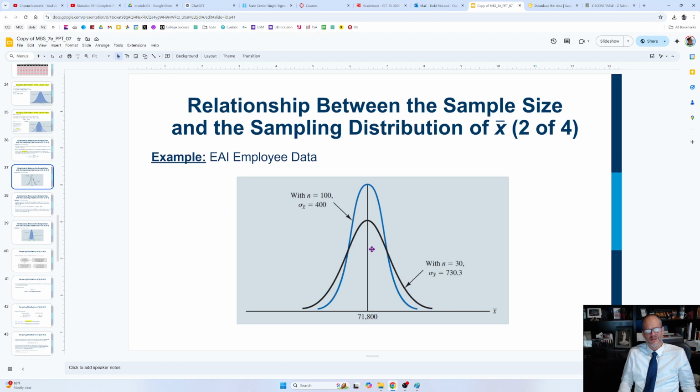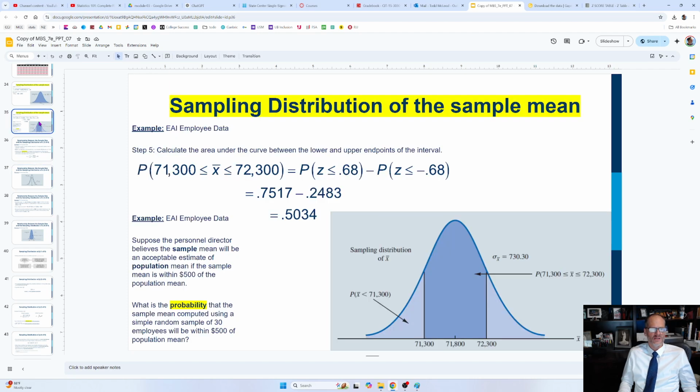This is the sampling distribution. As the sample size goes up from 30 to 100, your standard error, or the standard deviation of the sample mean, goes from 730 to 400. So the standard error goes down, which means that each standard deviation is not as big, right? With a larger sample size, it's not as big. 400 is less than 730. So you get a tighter curve with data more tightly clustered around the mean, right? Less deviations because you did a larger sample size.